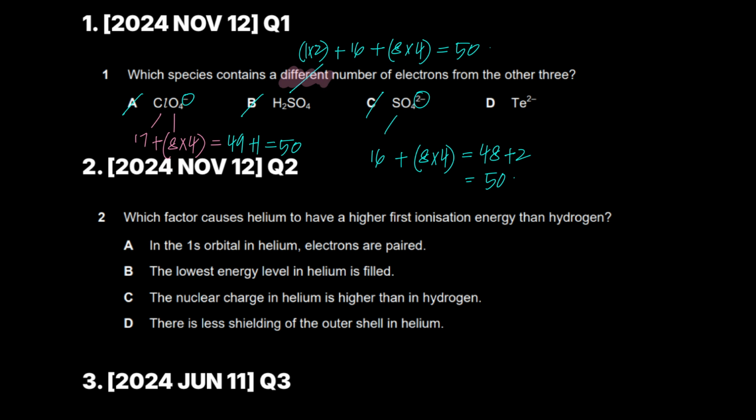Te 2 minus. If you check Te out, Te has 52 proton number, therefore it should have 52 electrons, but it's a 2 minus ion, therefore you add 2 more electrons to it. 2 minus means it has gained 2 electrons. It has 2 more electrons than protons. So if it has 52 electrons and 52 protons for Te, then if it's Te2 minus, it should have 2 more electrons. So in total it has 54 electrons, and therefore D is the one which has different number of electrons.